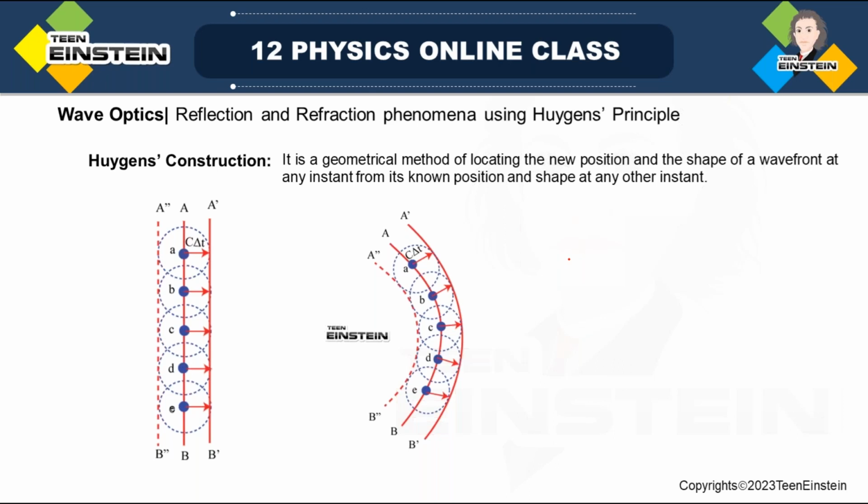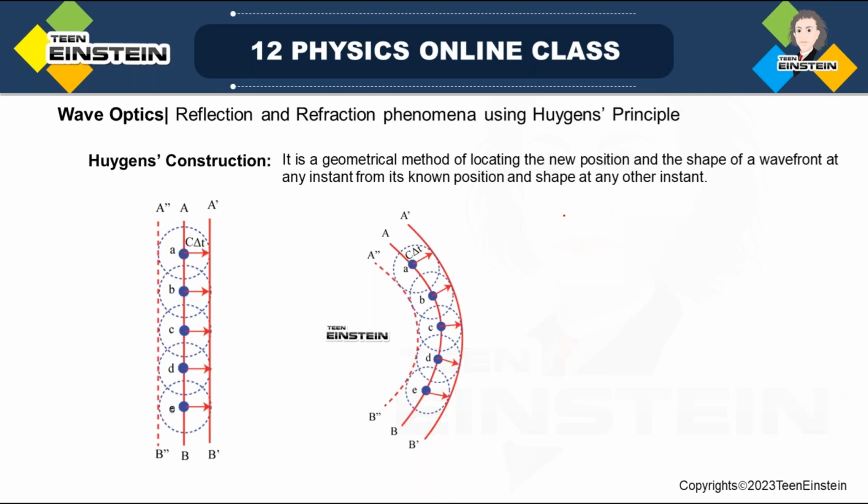Before I go to explain reflection and refraction based on Huygens' principle, let me just recap very briefly what is Huygens' construction, geometrical construction, or Huygens' principle. If you remember, we had discussed that according to Huygens' principle, each point on a wavefront will act as a secondary source.